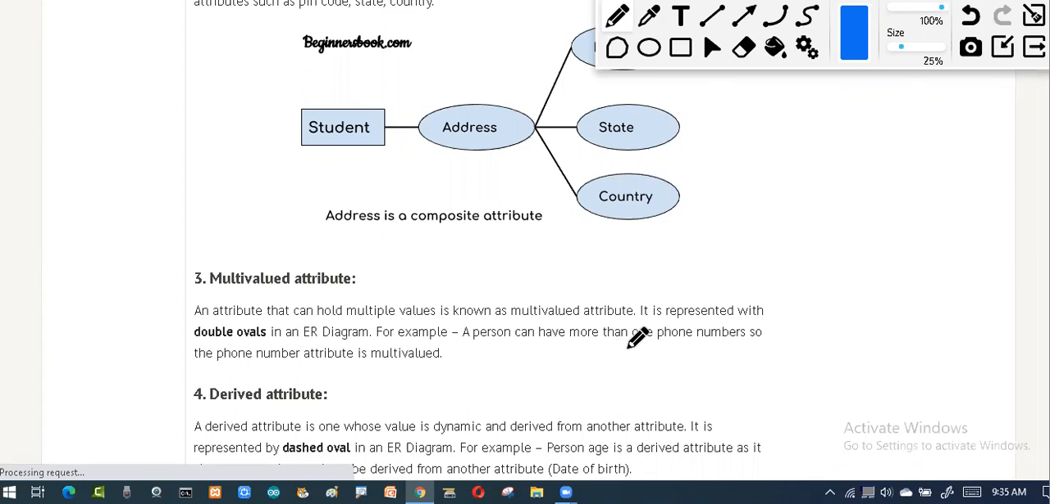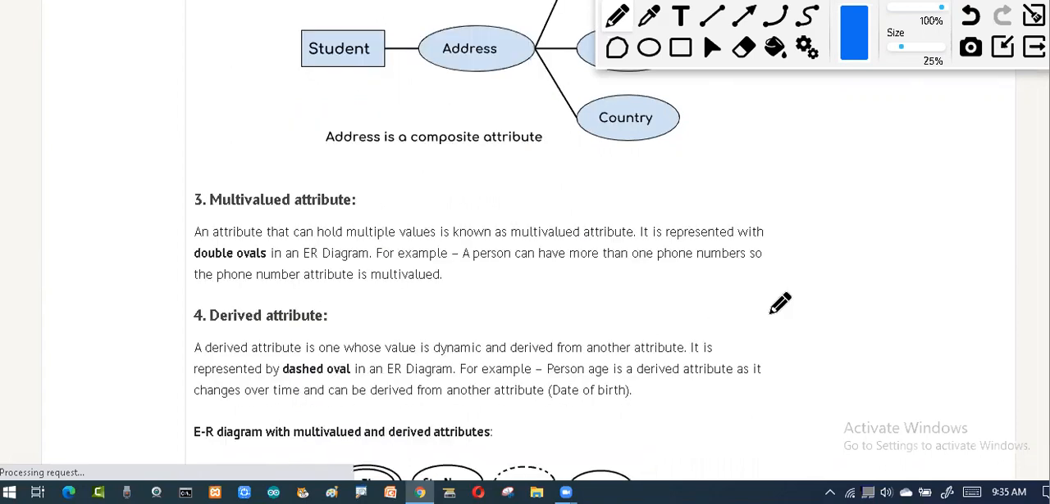Okay, then coming to the next one, the derived attribute. When I say derived attribute, the name itself says derived. That means it comes from some other attribute. An attribute that depends on and is derived from other attributes, whose value is dynamic and derived from the other attribute, is called a derived attribute. Now how will I represent this one? I will represent it with a dotted oval.